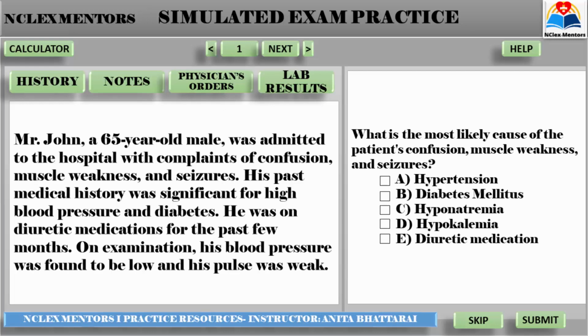First question on the case study. What is the most likely cause of the patient's confusion, muscle weakness, and seizures? A. Hypertension. B. Diabetes mellitus. C. Hyponatremia. D. Hypokalemia. E. Diuretic medication.